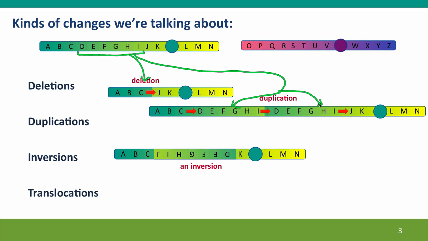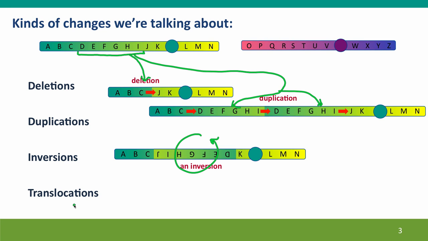Other kinds of changes are inversions. Here you can see the same segment has been flipped around, so it's now pointing in the other direction. Each gene on it would be read in the opposite direction than it was read before, because the sequence is now going in the other orientation.